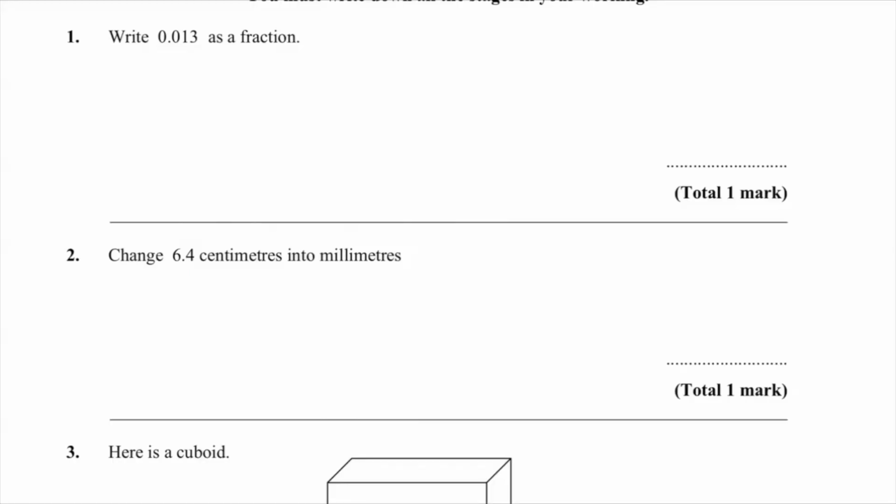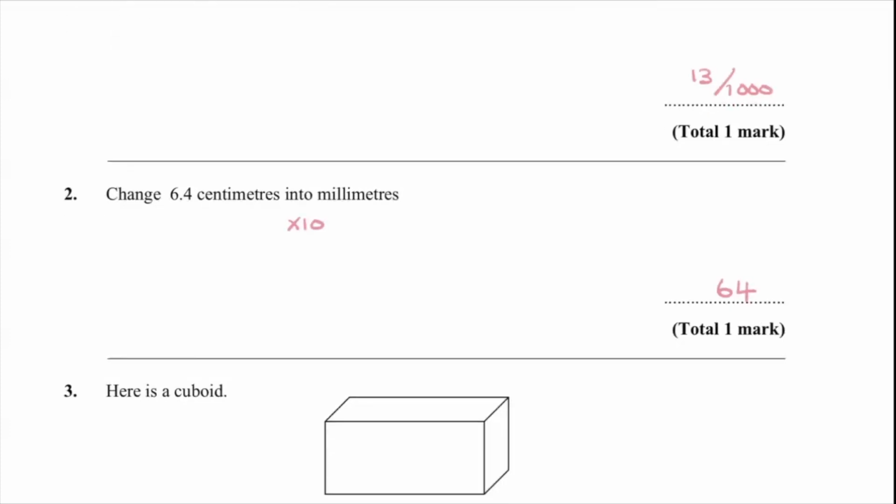Okay, our first question is 13 over 1,000. Just think about your place value grid, units, tenths, hundredths, thousandths. That 3 is over the thousandths column. Centimeters to millimeters has that 10 connection. So we're going to be timesing through by 10 to get 64.